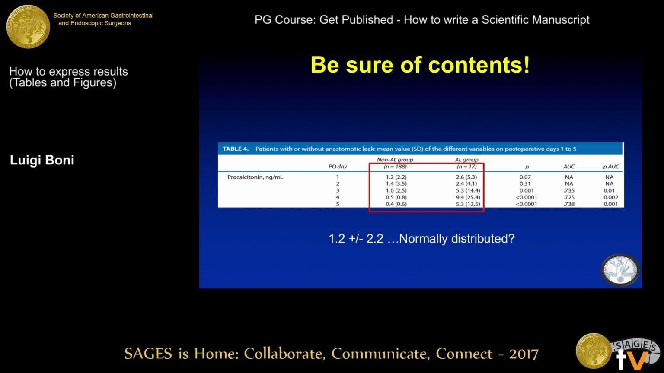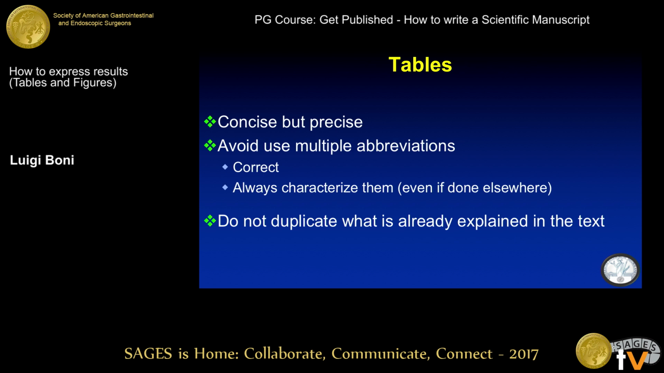Be sure of what you're writing. Sometimes you can make mistakes or your data are not consistent. This is an example because you're talking about standard deviation, and then this is not a case of something that is normally distributed. So you need to be sure of the content that you're putting in your table.